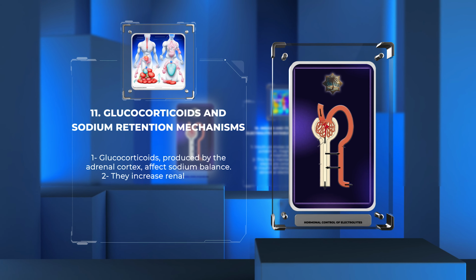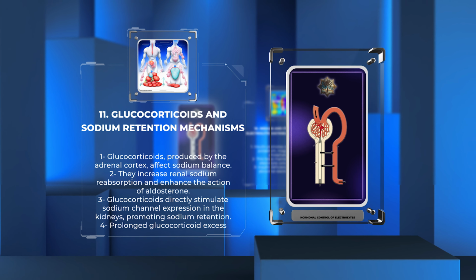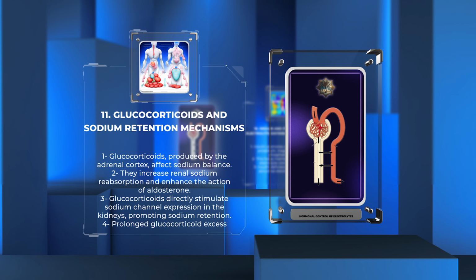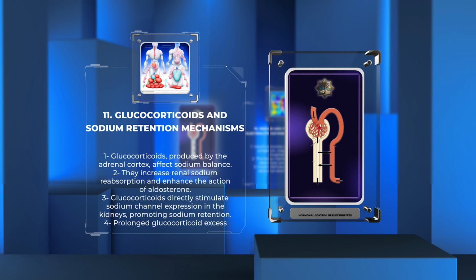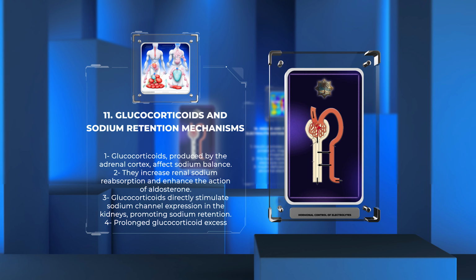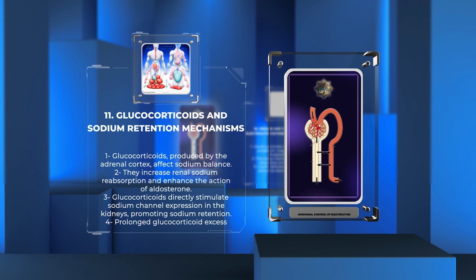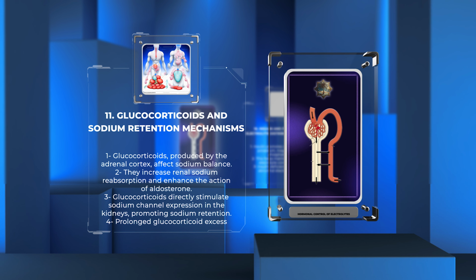Glucocorticoids, produced by the adrenal cortex, have significant effects on sodium balance. They increase renal sodium reabsorption and enhance the action of aldosterone. Glucocorticoids directly stimulate the expression of sodium channels in the distal tubules of the kidneys, promoting sodium retention. Prolonged glucocorticoid excess can lead to sodium overload and hypertension.